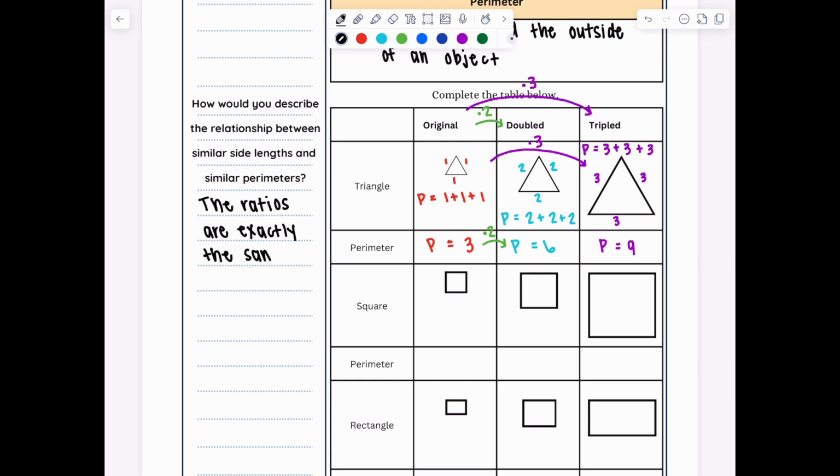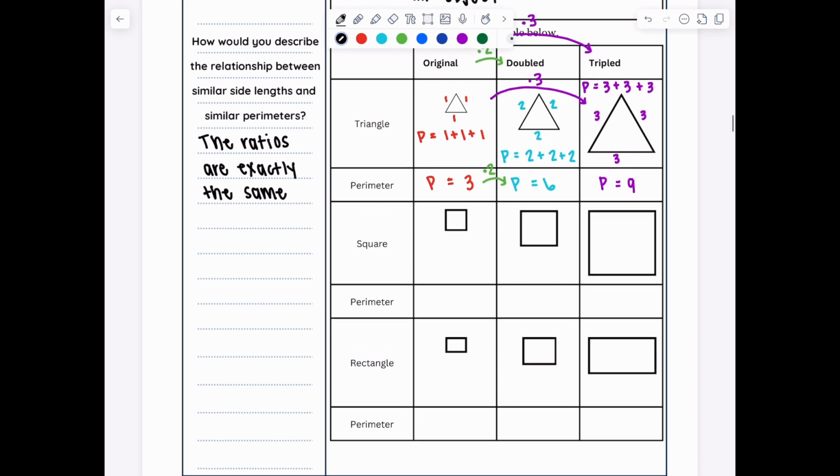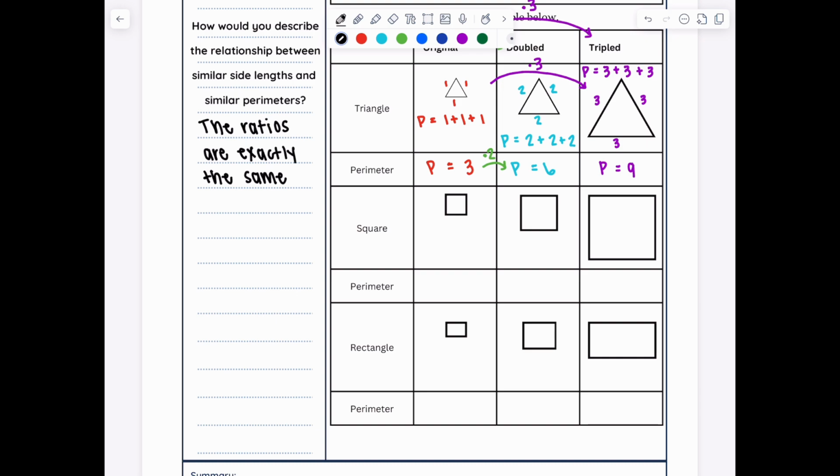While this is interesting, it's also worth noting that that pattern should remain consistent throughout every shape where you compare perimeters of objects that have been scaled in some way.